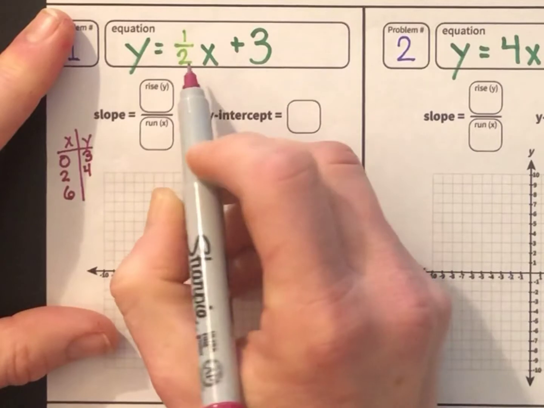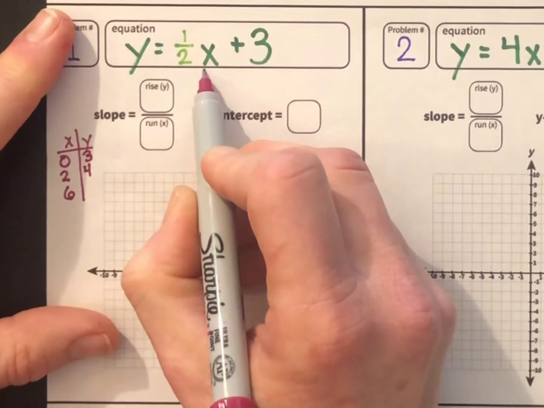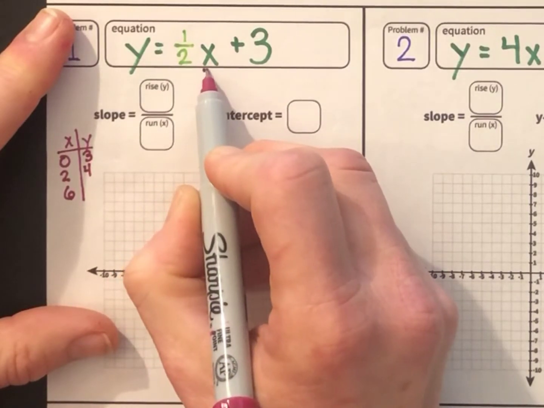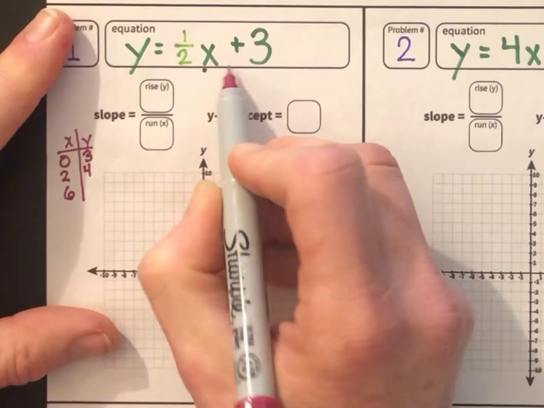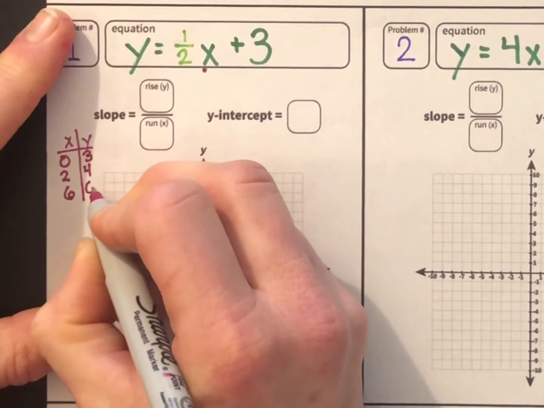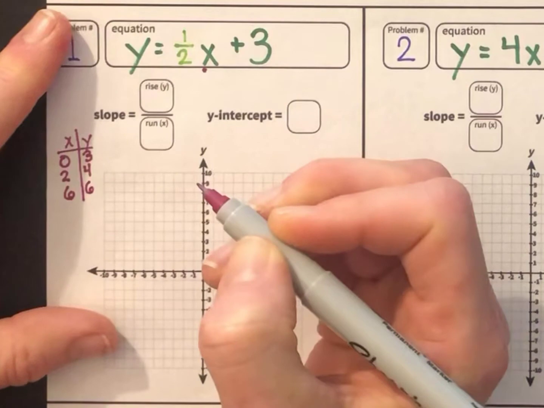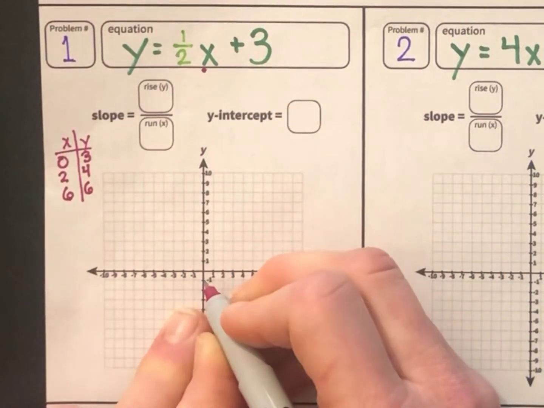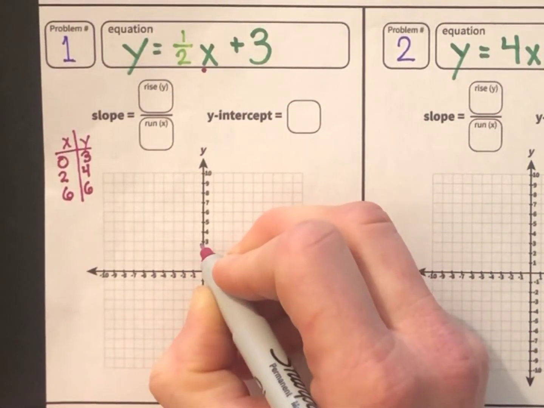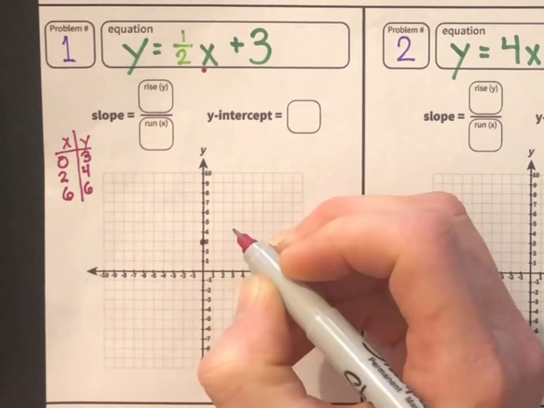Now I'll substitute 6 for x. 1/2 times 6 is 3. 3 plus 3 is 6. X is 6, y is 6. Now I'll go ahead and plot my points. And after that, I can go ahead and draw the line.